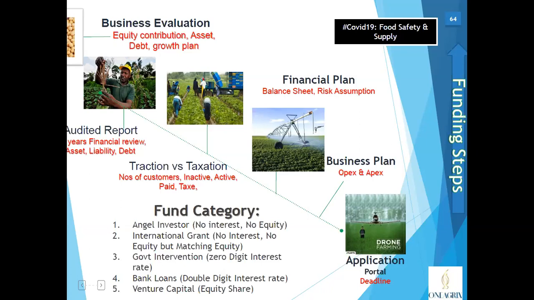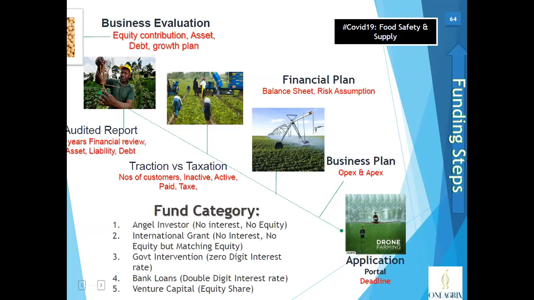So these are the steps, and these are the fund categories. Now, I said before that you're in the early stage. The type of funding you should be looking out for is either seed capital or an angel investor. For the angel investor, most times they don't look for equity, or they just want to support your business as a social impact, or they can even be a family member that believes in you. You understand? Once you move to the next stage, then you start thinking of grants, international grants, which also don't carry interest.